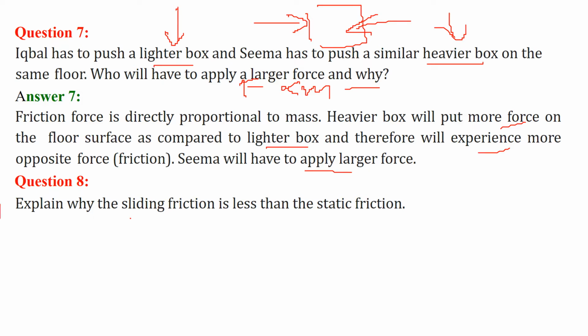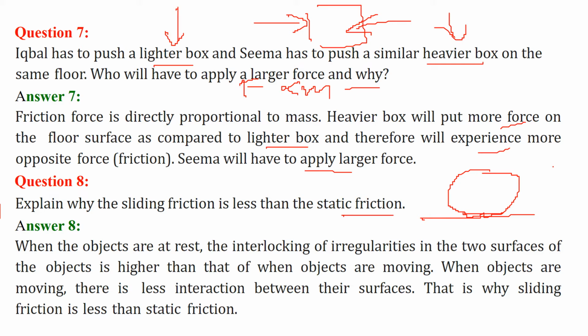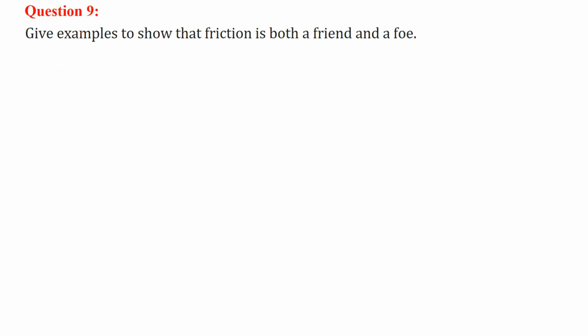Then we have: explain why the sliding friction is less than the static friction. Sliding friction means something is sliding, so it is not touching the floor regularly. But in static friction, the object has actually got a grip of the surface. When the objects are at rest, the interlocking of irregularities in the two surfaces is higher than when the objects are moving. When objects are moving, there is less interaction between these surfaces. That is why sliding friction is less than the static friction.